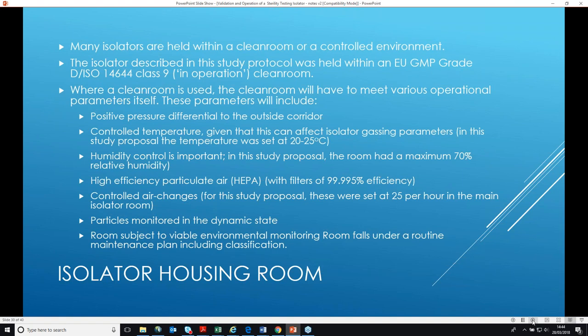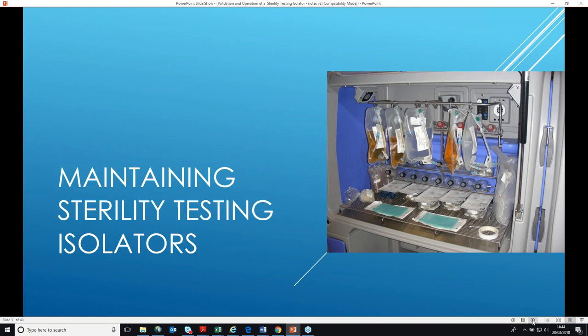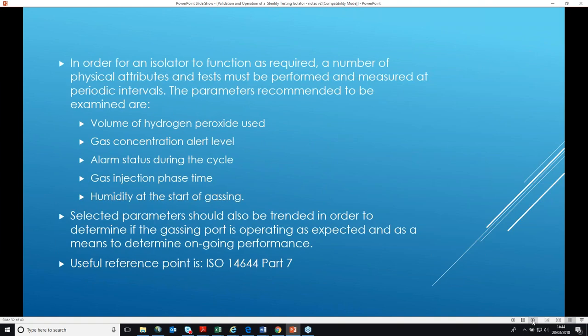Okay, so we're gradually putting more and more information together. Now, what needs to be considered for maintaining sterility testing isolators? So what are some of the good practice things to take account of? In order for an isolator to function as required, a number of physical attributes and tests must be performed and measured at periodic intervals.